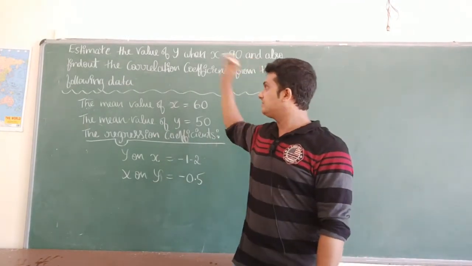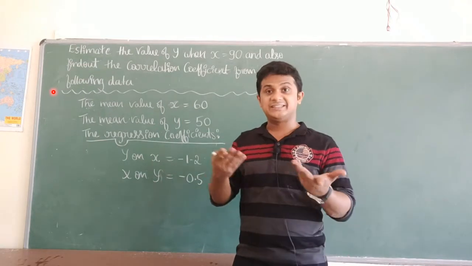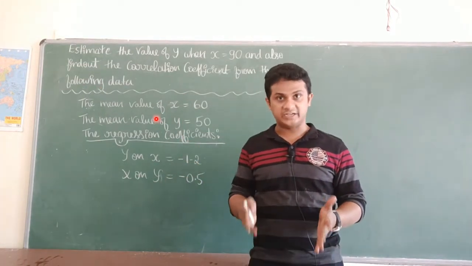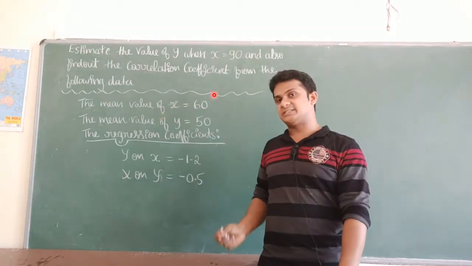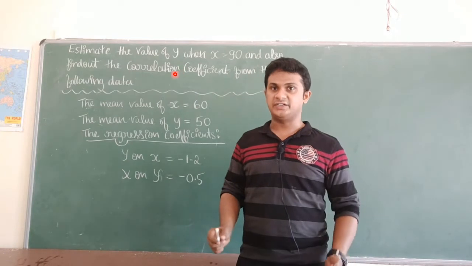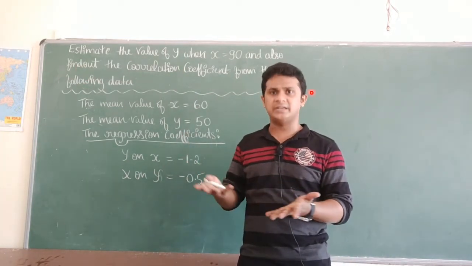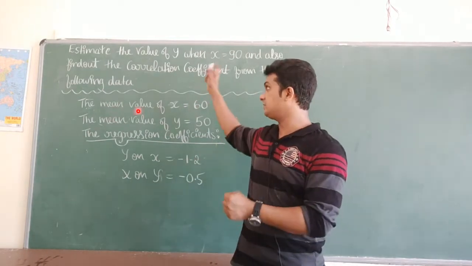Okay, this is the illustration that we are going to work out today. So again, this is a tricky illustration because they have not given the individual values of x and y. They have given certain statistics. So using that we need to find out the y on x or x on y equation, and then we need to estimate some values. Okay, so that we'll be doing. So let us see our illustration.